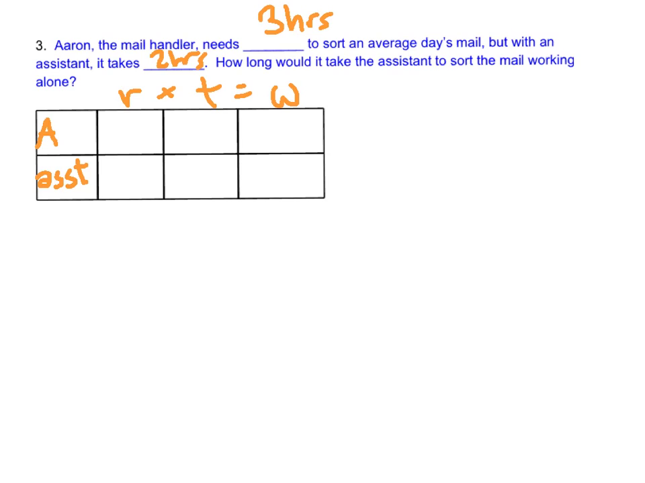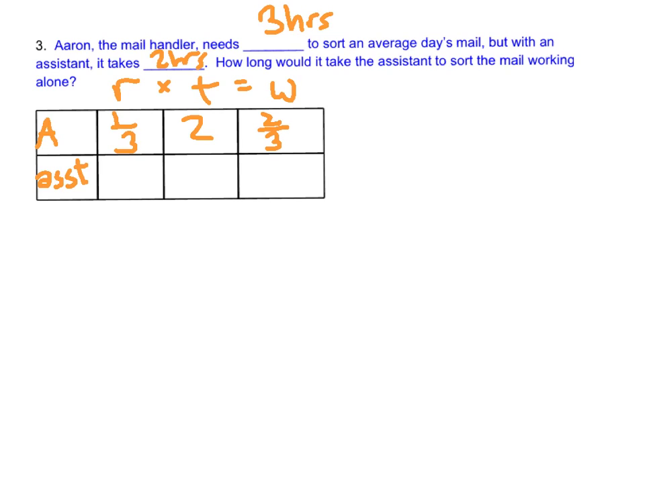So Aaron's work rate is 1/3 because in order to complete the job, he needs 3 hours. But in 1 hour, he can only complete a third of the job, so that's how he got 1/3. Now for the time I'm going to write 2 because the work is done in 2 hours. So for the work done, it's going to be 1/3 times 2, which is 2/3.